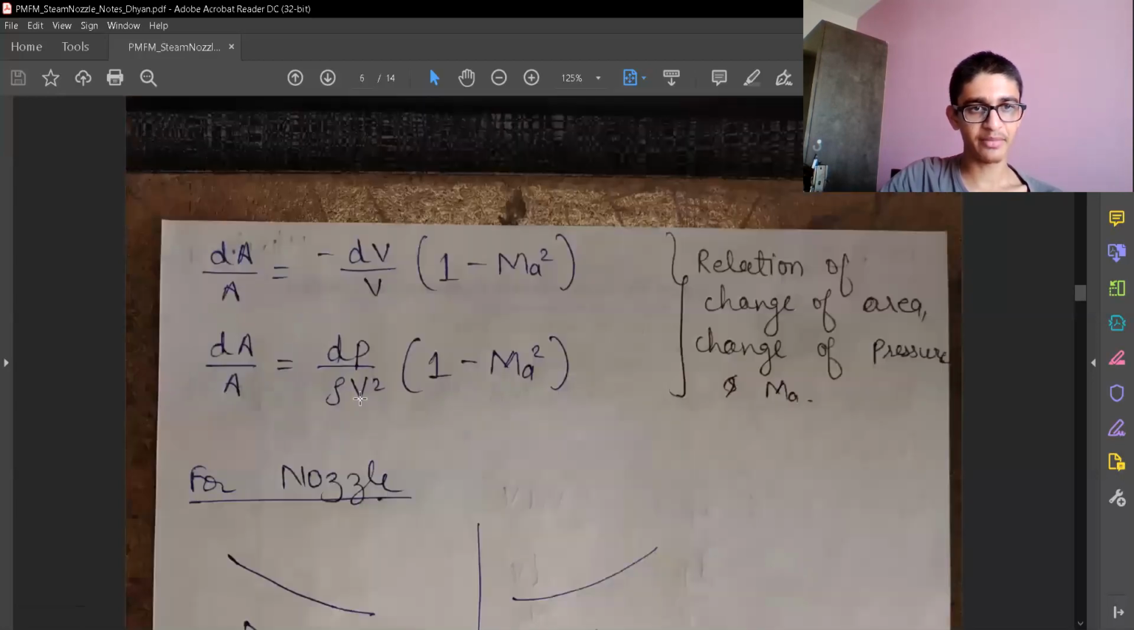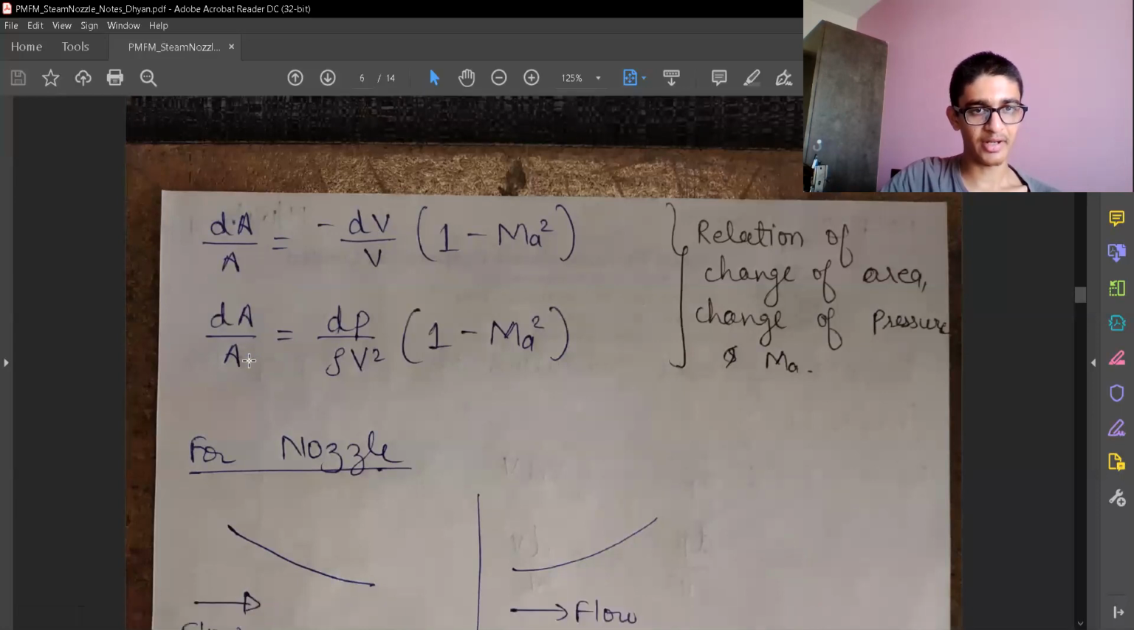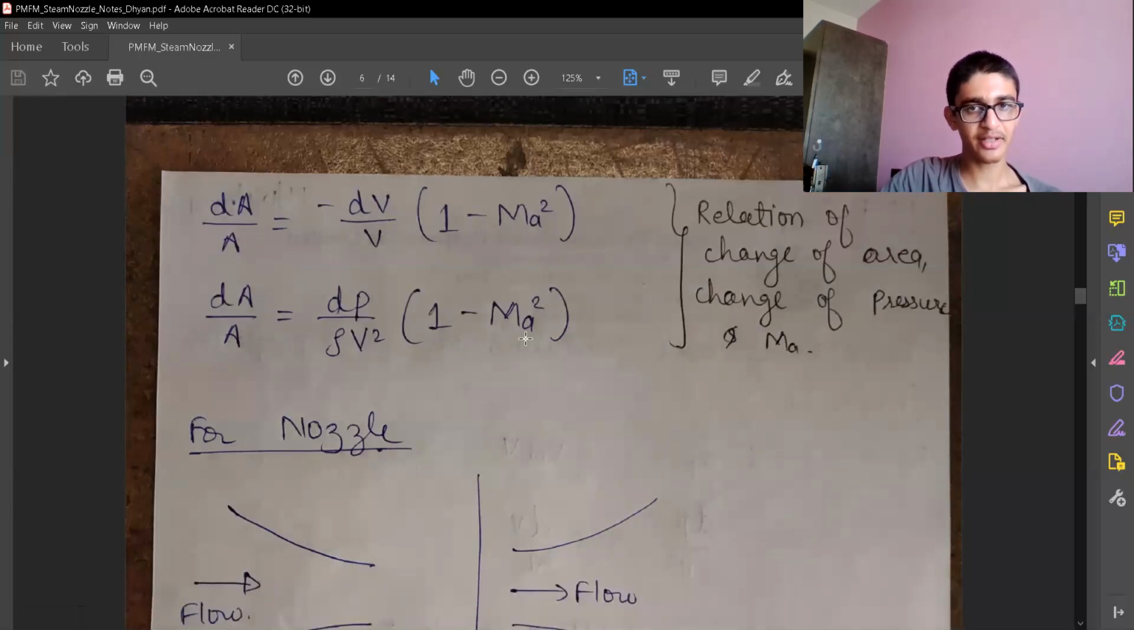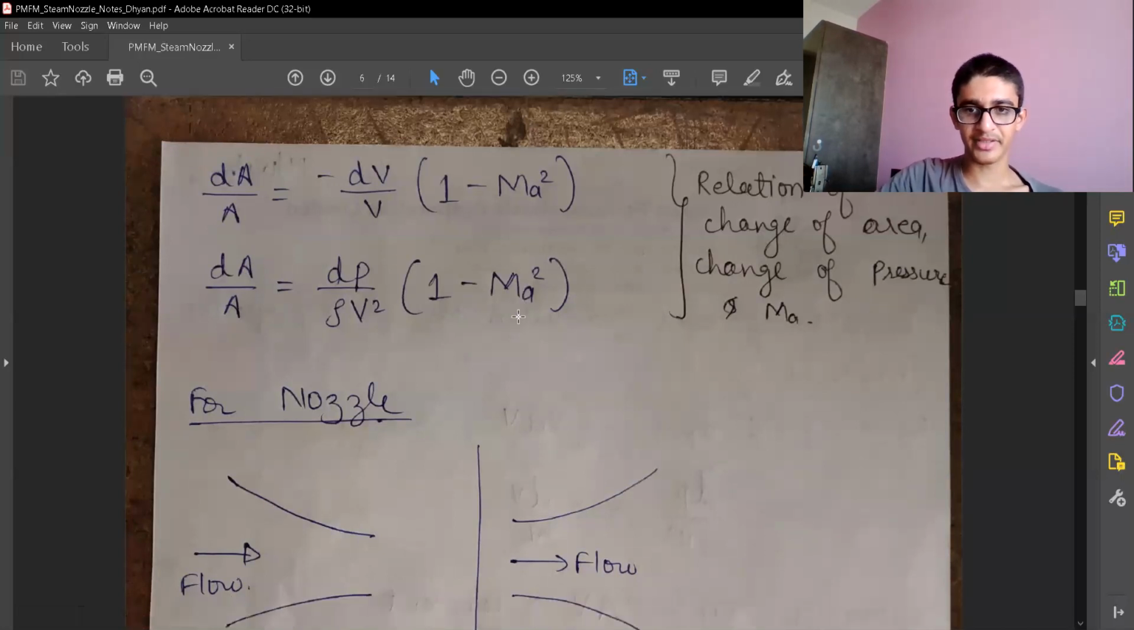So we will have a relation between Mach number square, change in speed, and change in area, or we'll have a relation between change in area, change in pressure, and Mach number. So these are the relations between change in area, change in pressure, and Mach number.